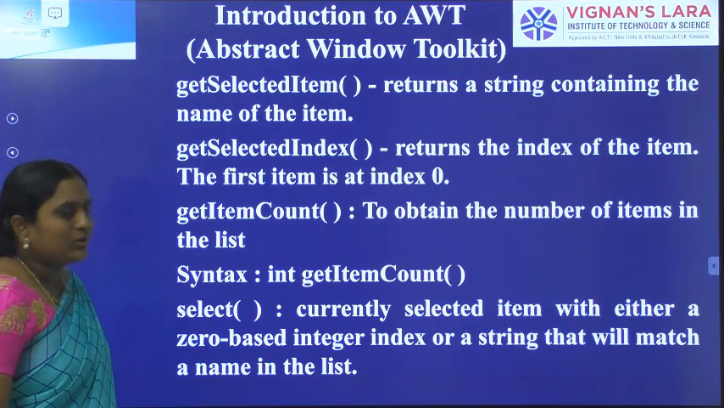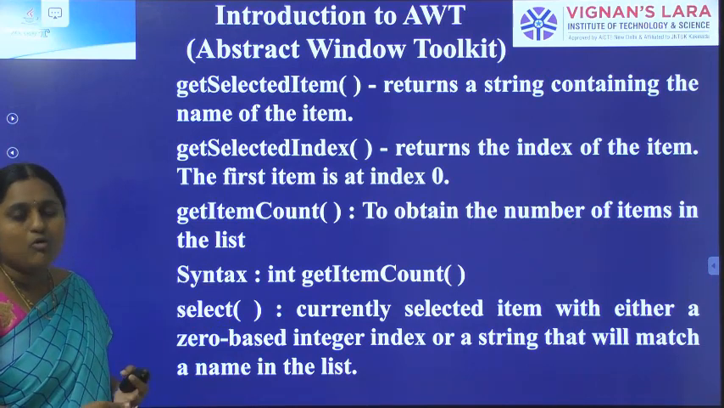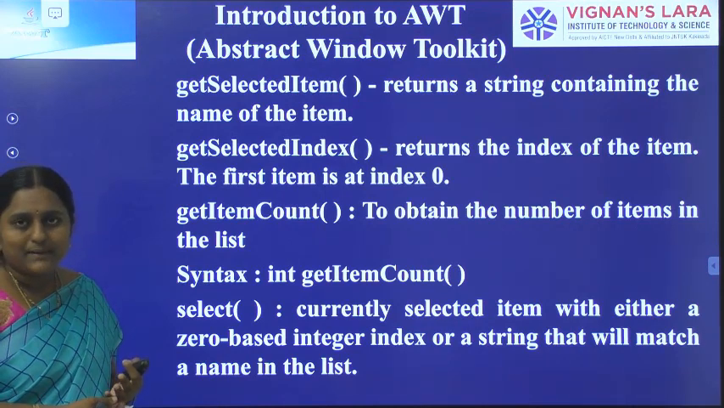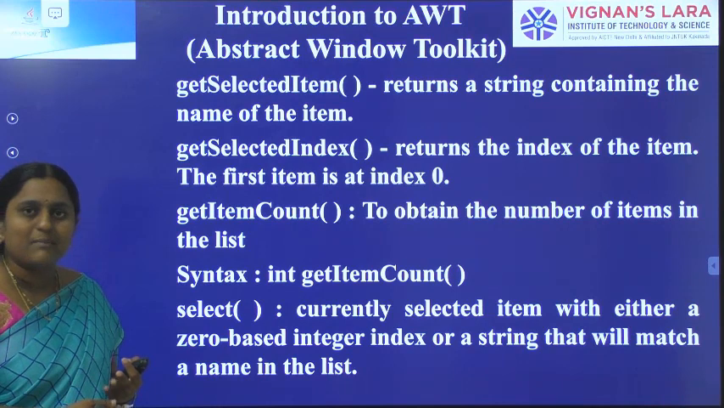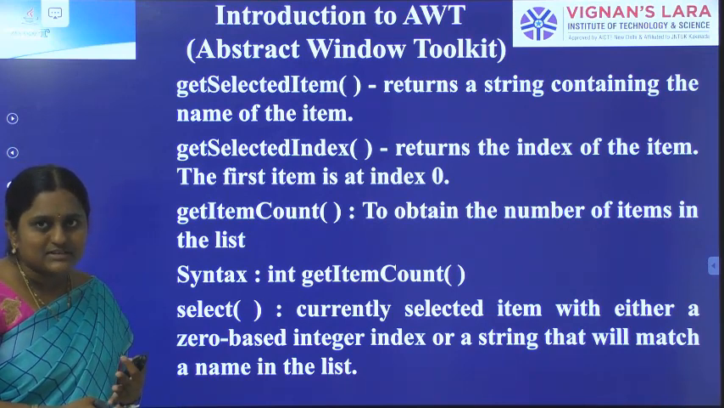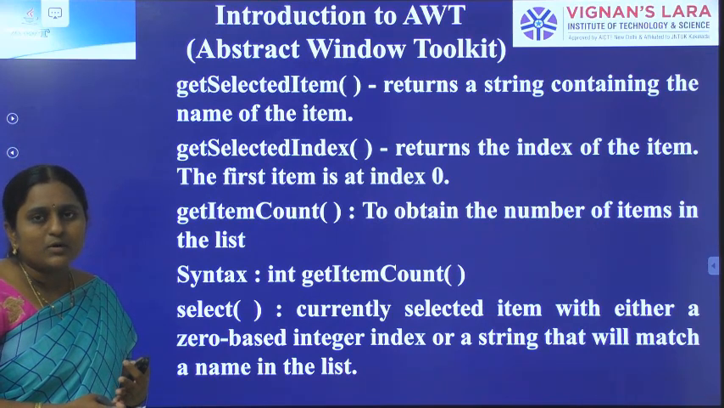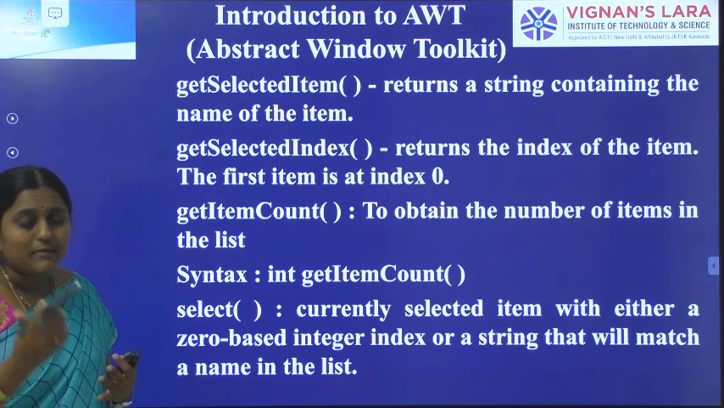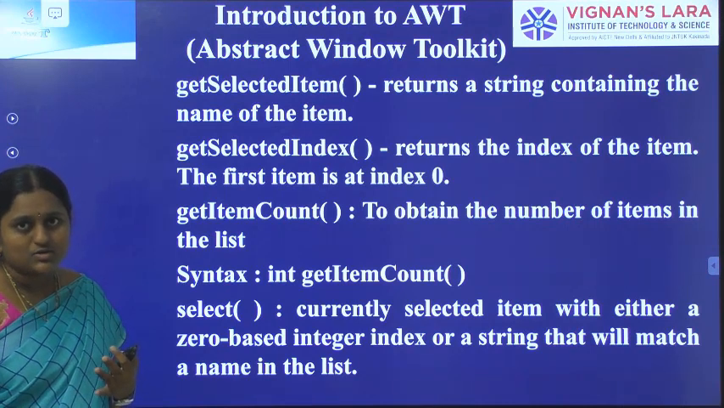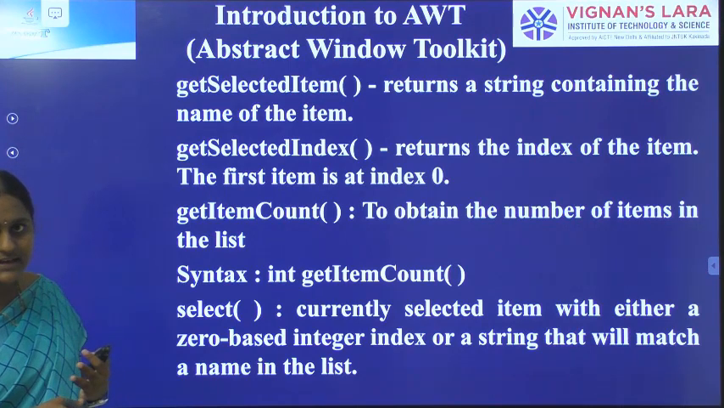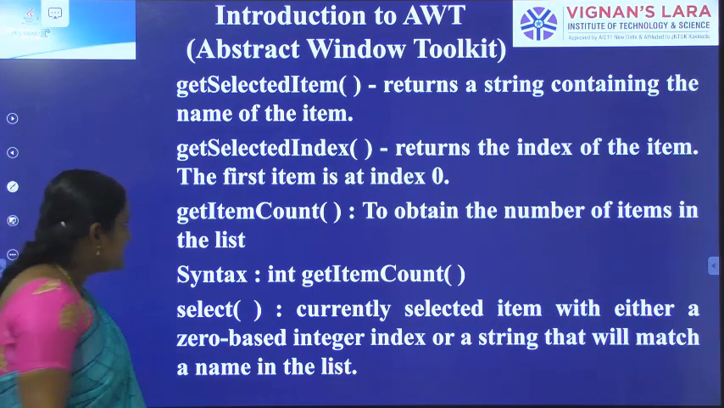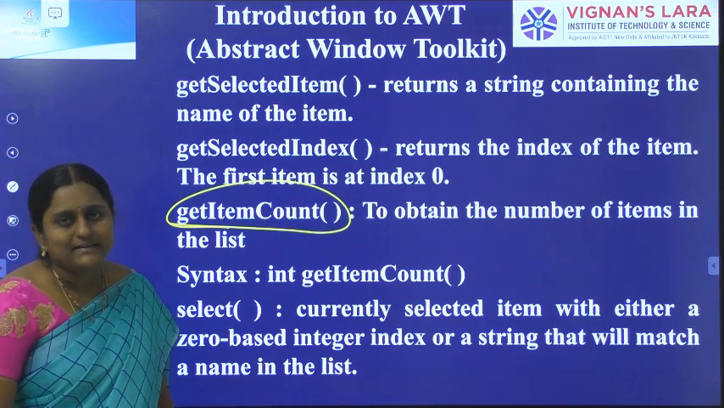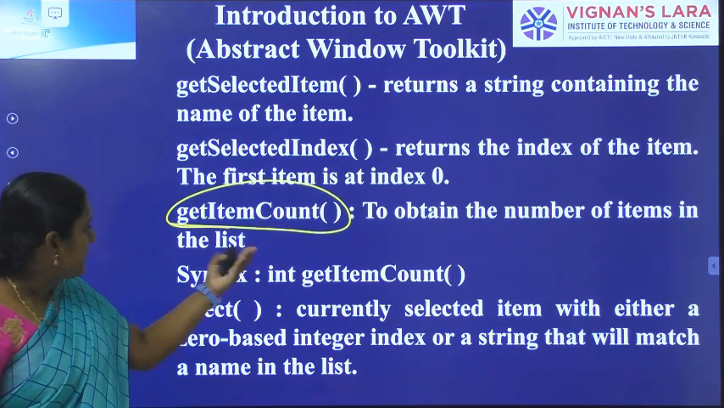Next one, getItemCount. Sometimes we want to know how many items are there in the choice. At the time of implementing the program, we have added some items in the choice. In program development, sometimes we want to know the count, how many elements we have added in the list. In those situations, getItemCount is a method that will help us determine how many elements are added in the choice. So it obtains the number of items in the list.